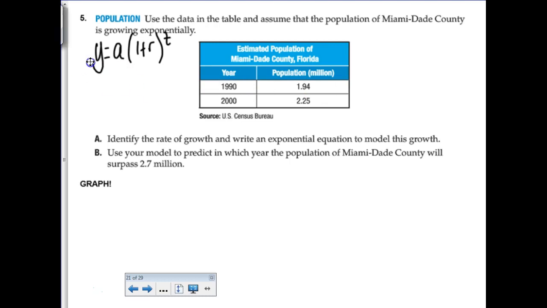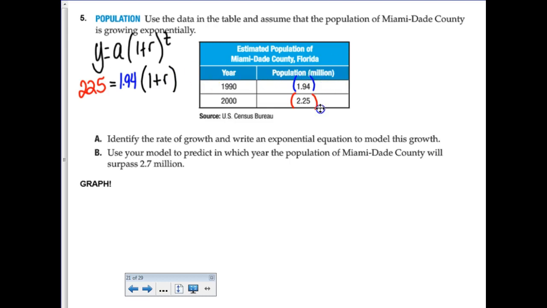So the y value is an ending amount or a final amount of your population. So for this very small story problem, this number of 2.25 million is the final amount of the population for this question. So that's going to go right here. And then the a, the number in front of the parentheses represents the initial amount of the population. So at the beginning of this story, you initially started with 1.94 million. 1 plus, you are not going to know the rate.